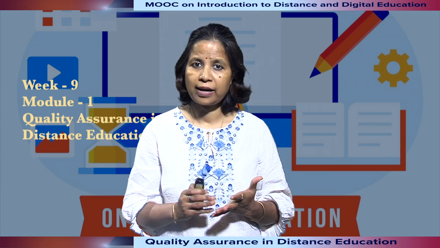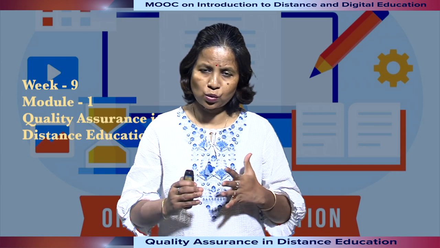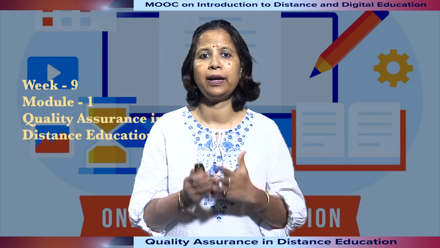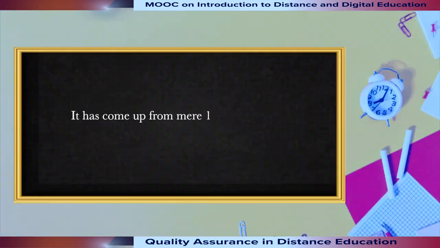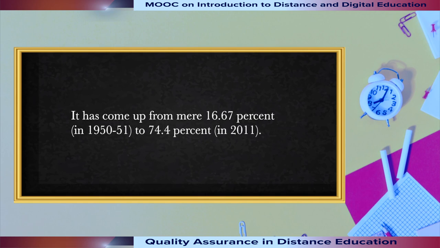The literacy rates in the country have shown substantial improvement after independence. It has come up from 16.67% in the year 1950-51 to 74.4% in the census year 2011.